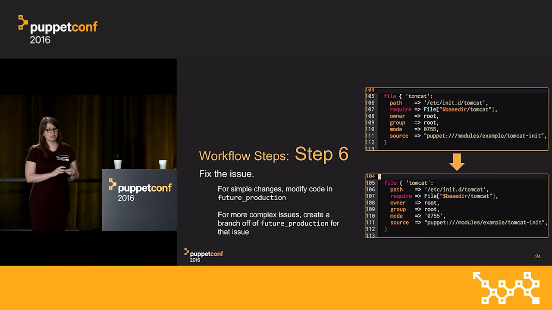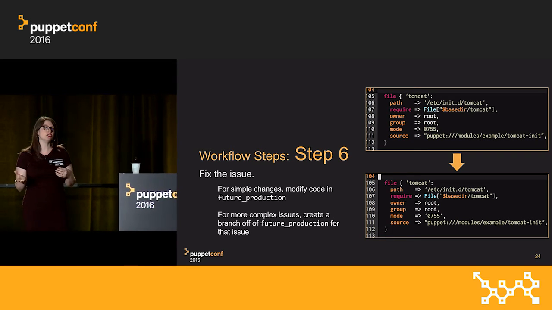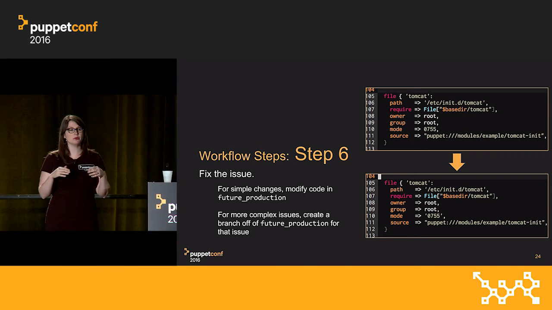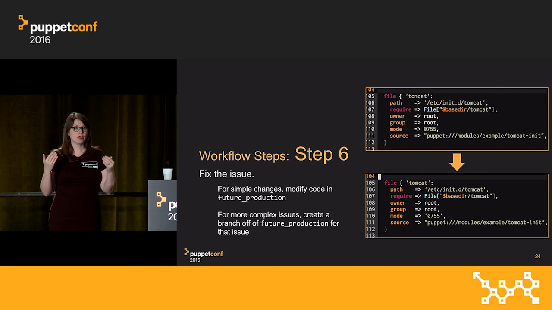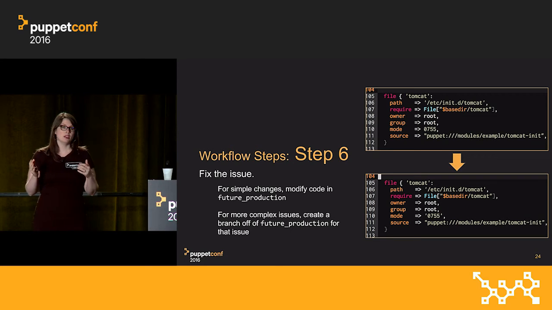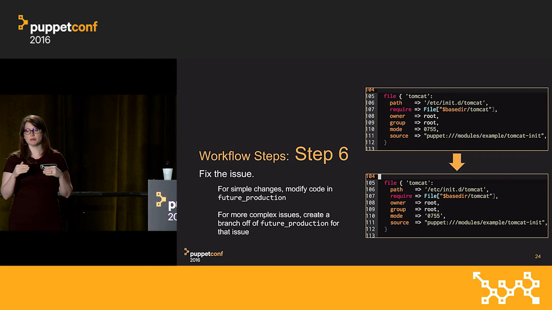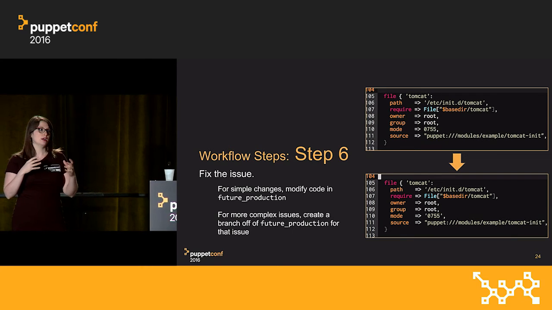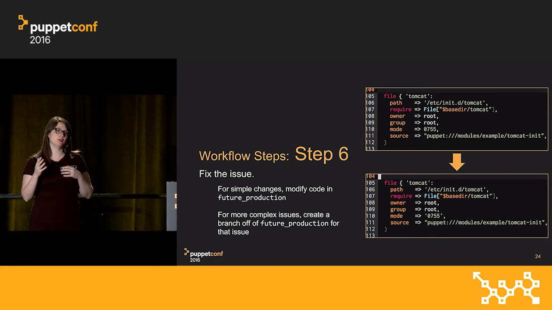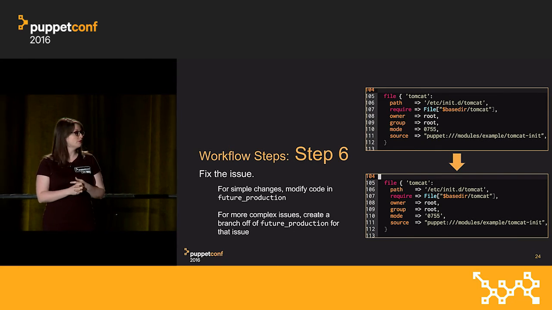All right, so the next step is actually fixing the issue. If it's a small issue, maybe it's just adding quotes somewhere, you can do that directly in your future production environment. However, if it's a longer fix, something that would require changing lots of code, maybe a longer refactor, you'll want to create a new branch off of future production to do that work, take a little bit more time to fix that, and then merge that back in when it's done.